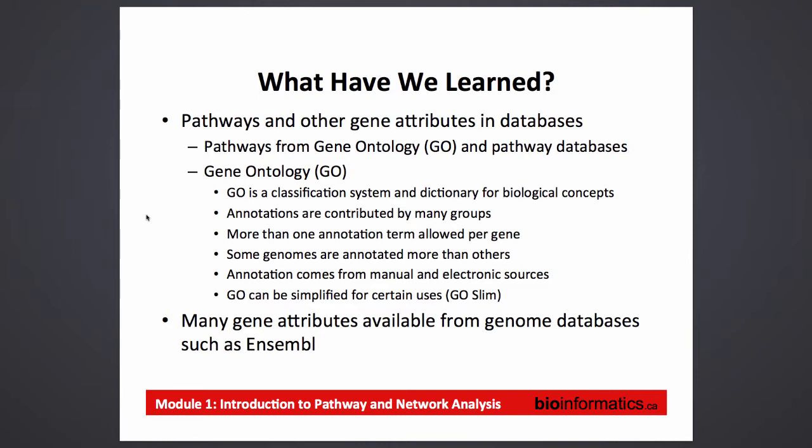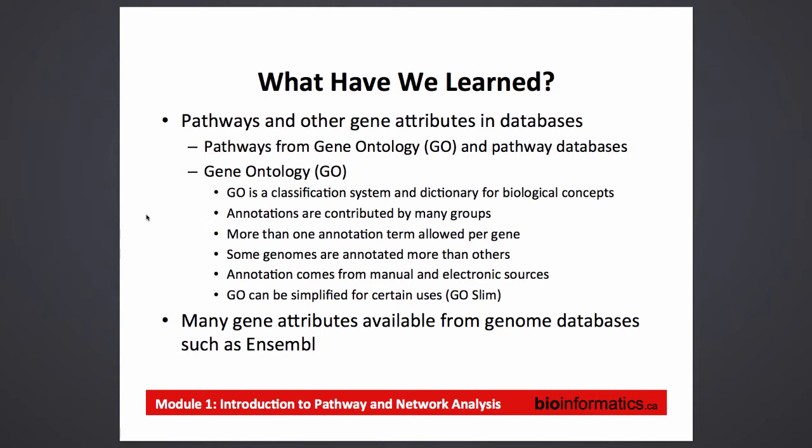To summarize the points of the second part of pathway analysis inputs, pathways and other gene attributes are available in different databases. Gene ontology is one of the major ones that people use, but there are also many databases for pathways. Some of them are species-specific. Gene ontology has a wide coverage of different species.